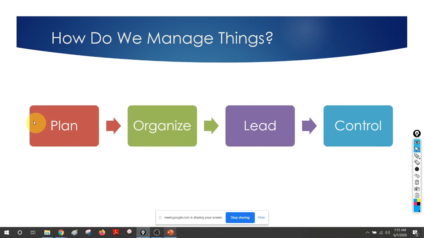So you don't just do something, you plan out things. You don't just do things, you organize the resources, etc. Right? Then you take initiatives and do things. Right? So you don't wait for things to happen. Right?